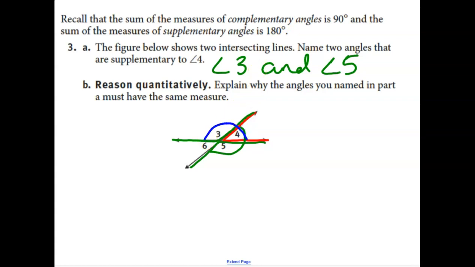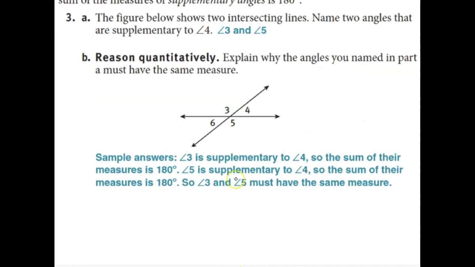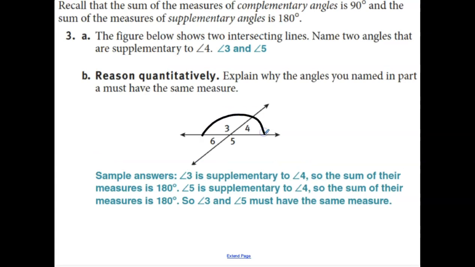All right, moving on to part B: explain why the angles you named in part A must have the same measure. So let's talk about that real quick. We said angle 3 and angle 5 are supplementary to angle 4. Angle 3 is supplementary to angle 4, so their sum is going to be 180. Angle 5 is also supplementary to 4, so their sum also has to be 180. Therefore, 3 and 5 have to have the same measurement. It's kind of like the transitive property from algebra.